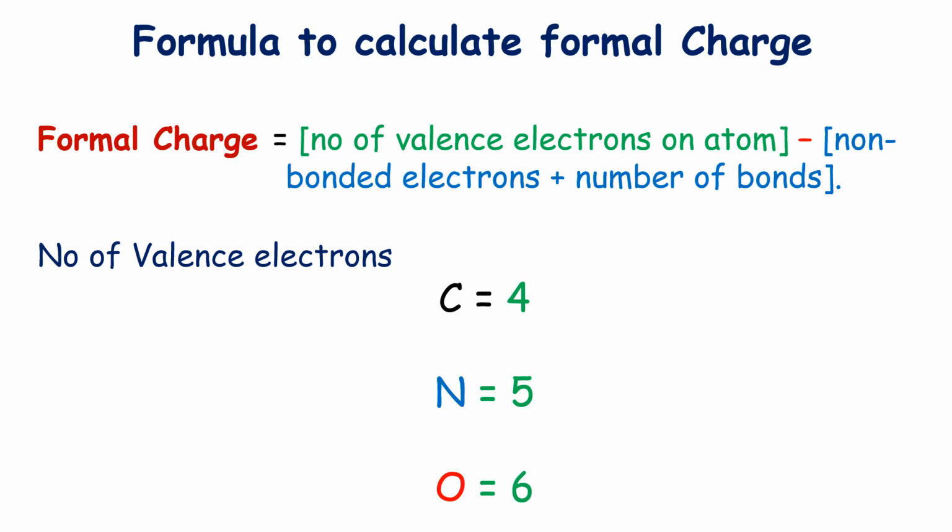To calculate formal charge, we will use this formula, which is formal charge is equal to number of valence electrons minus the sum of non-bonded electrons and number of bonds. Before discussing examples, let's see how many valence electrons are on carbon, nitrogen and oxygen. Carbon has 4 valence electrons, nitrogen has 5 valence electrons, and oxygen has 6 valence electrons.